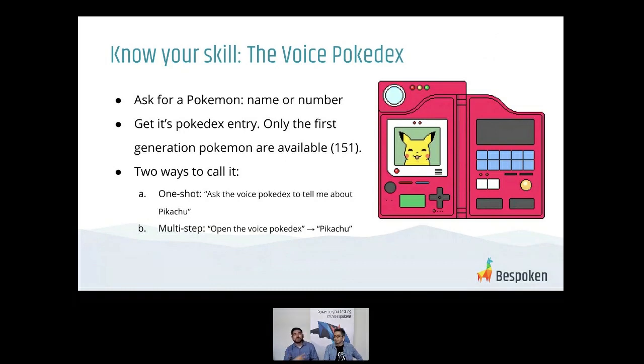And there are two ways to call my skill. The first one would be as a one-shot, so you would say, ask the Voice Pokédex to tell me about a specific Pokemon. And the other one would be in session, which is what most of us usually do, right? You would say, open Voice Pokédex, and then the skill is going to ask you for a name or a number, and you're going to reply to it. So let's do a quick demo.